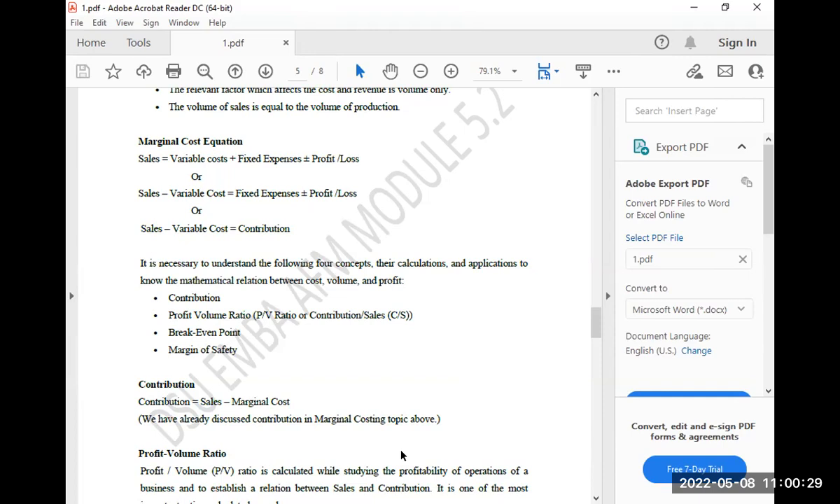Okay. Next concept you have to understand, to know how to find out the break-even point. We can't always prepare a table, use the trial and error method, and find out whether profit is equal to 0 or not.